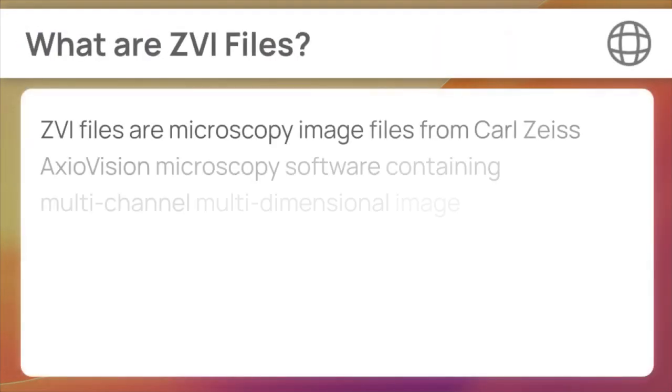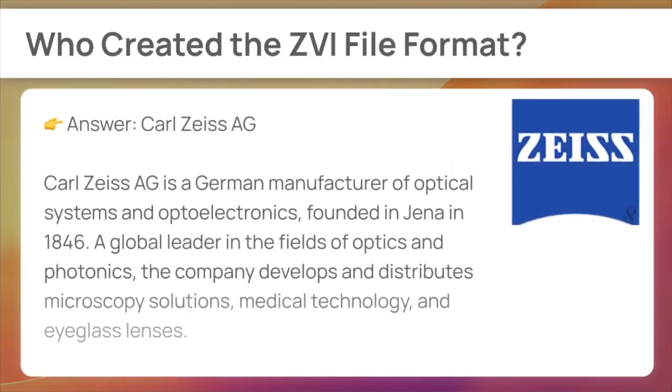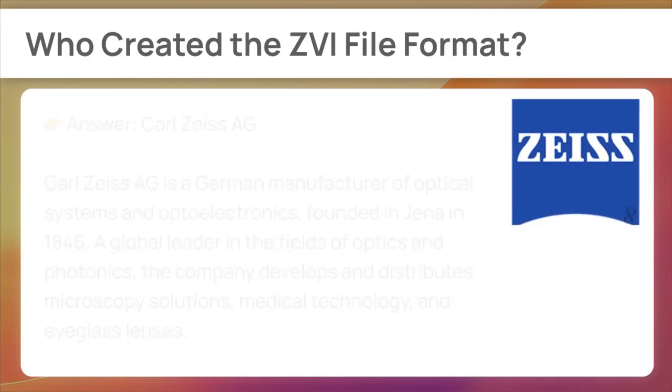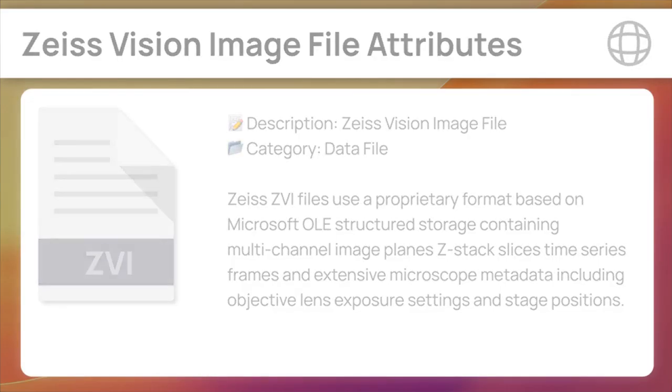ZVI files are microscopy image files from Carl Zeiss AxioVision, microscopy software containing multi-channel, multi-dimensional image data from Zeiss microscope systems. They store fluorescence, brightfield, and phase contrast images with metadata for scientific imaging analysis. Zeiss ZVI files use a proprietary format based on Microsoft OLE structured storage, containing multi-channel image planes, Z-stack slices, time series frames, and extensive microscope metadata, including objective lens, exposure settings, and stage positions.